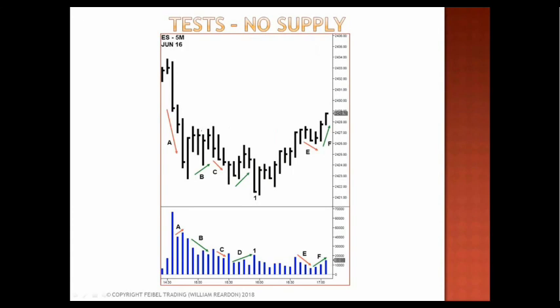And then E, we get to resistance. We draw this across here. And what do we note? We get to resistance. What should happen at resistance? Supply should emerge. We react. Volume declines. Then as we break through, volume increases. Now, isn't this amazing how clean we can get the reads from using volume?